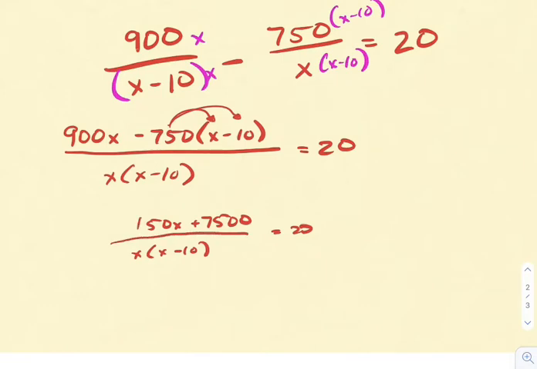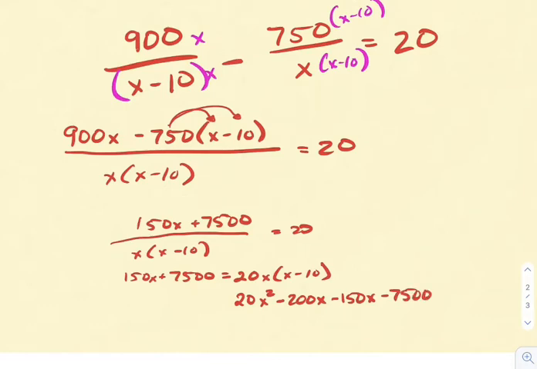And now I need to solve for X. What I can do is cross multiply. So I'm going to multiply both sides by X minus 10, for example. Something like that. Distribute the 20 inside, get all my like terms together. So I'm going to have 20x squared minus 200x. Sorry, it's 150 had x on it. Bring it over to the left side. It's going to be negative 150x. And negative 7,500 is equal to 0. Add my like terms together.